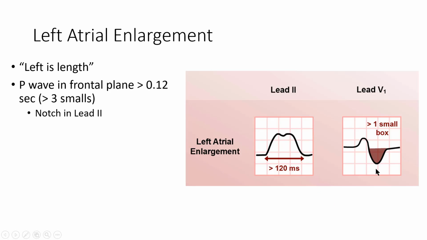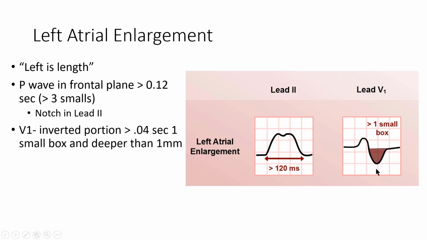Then if we go out and look at V1, we can see that the second left atrial component of that P wave is significantly increased in size as well, to the tune of greater than 1 small box. Because left atrial enlargement is frequently associated with mitral disease, it is sometimes referred to as P mitral.